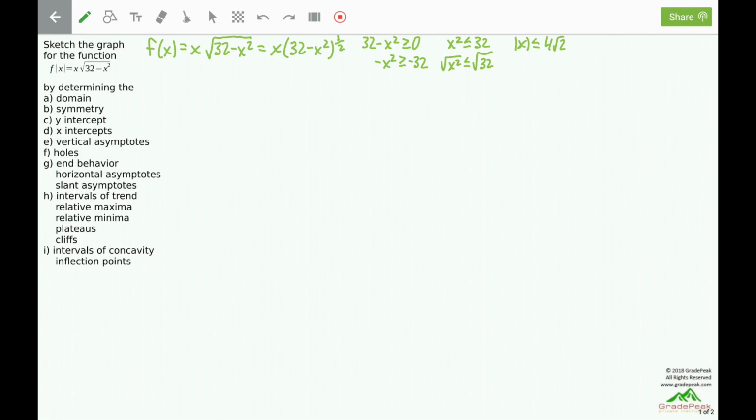Since the absolute value of x is less than or equal to 4 square root of 2, we can remove the absolute value symbols by putting it between a negative 4 square root of 2 and a positive 4 square root of 2. So for part A, the domain begins at and includes, square bracket, negative 4 square root of 2 up to positive 4 square root of 2, which also includes its square bracket.